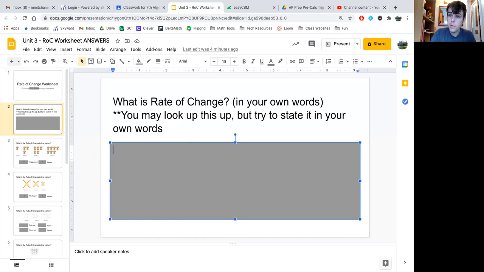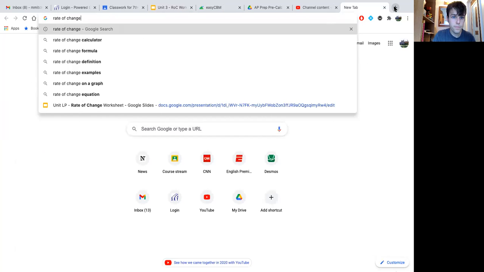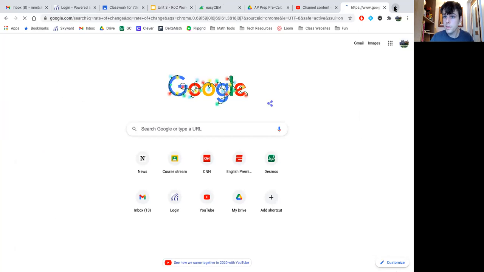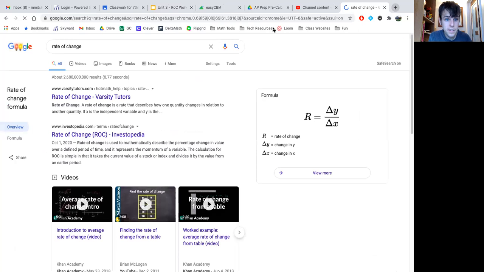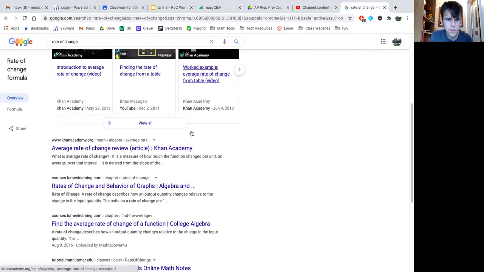So for us, when we talk about rate of change, is the comparison. Let me do this. Let's look it up. Rate of change. See what it says on the internet. A rate of change is a rate that describes how one quantity changes in relation to another. Rate of change is used mathematically to describe the percentage change in values over a defined period of time. That one's a little technical, not quite what we're looking for.